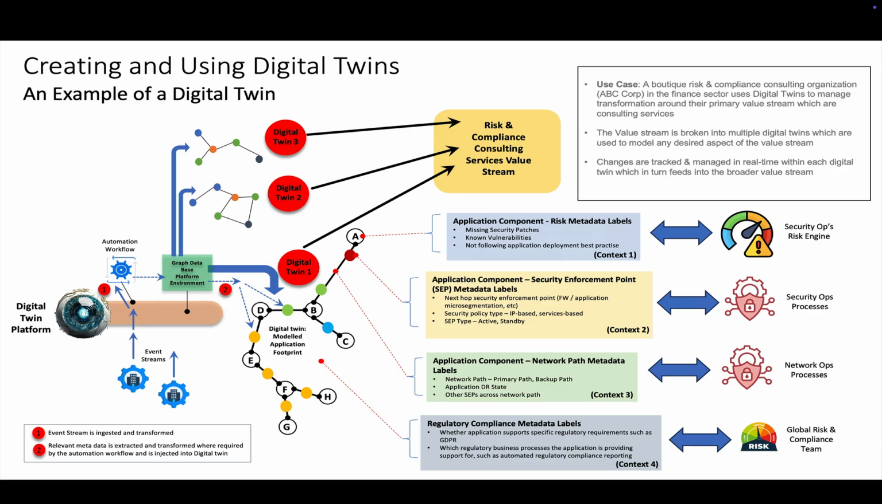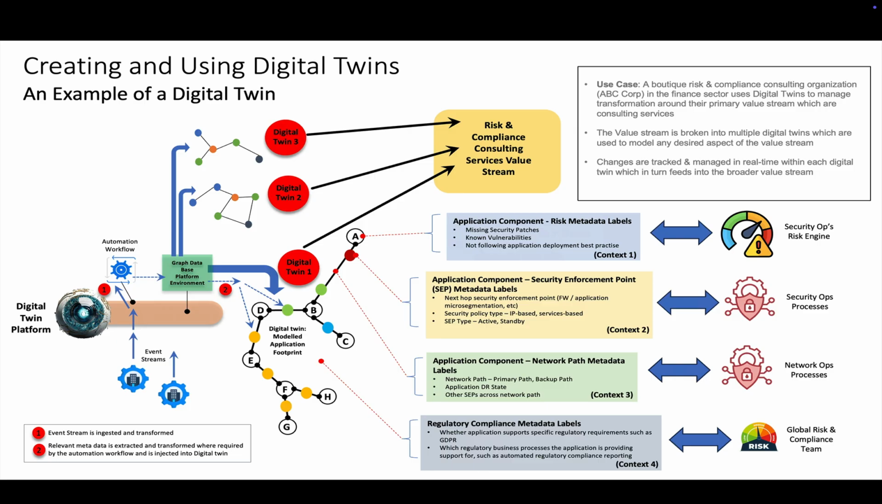For Digital Twin 1, we are applying 4 separate contexts. Context 1, application component, risk metadata labels. Under this context, we are interested in any part of the application footprint that may exhibit some type of risk, for example, missing security patches, known vulnerabilities, not following application deployment best practices, and so on. If any entity, i.e. component in the system, exhibits any of these types of risk, we label or tag the entity with the corresponding metadata tag.